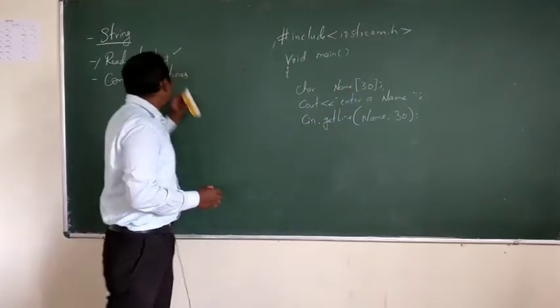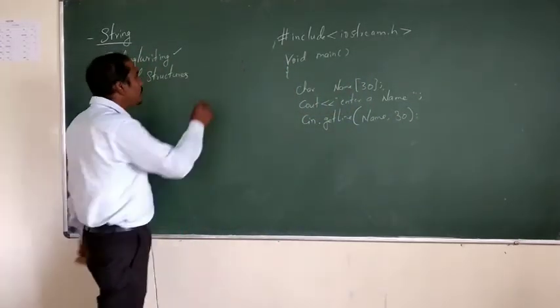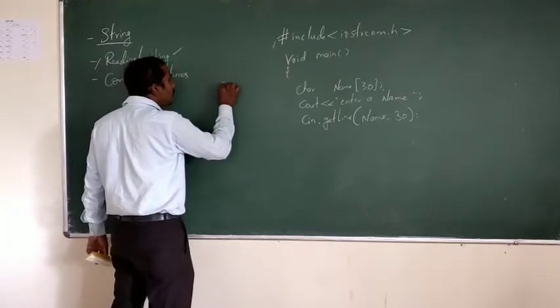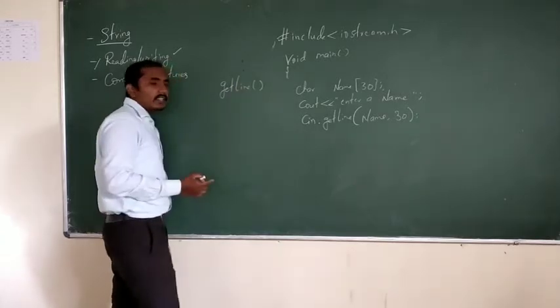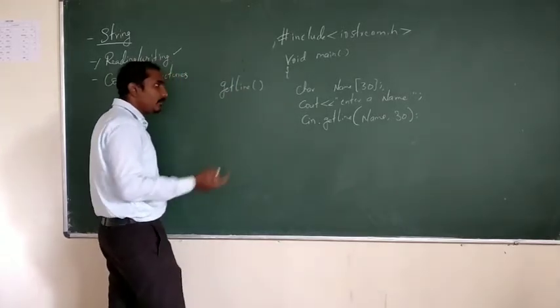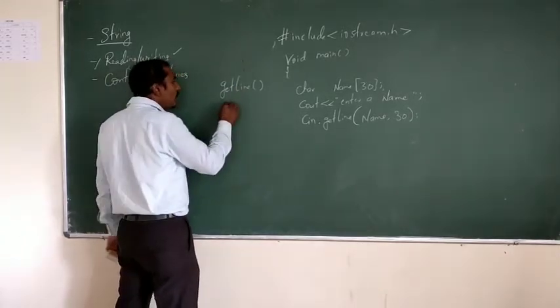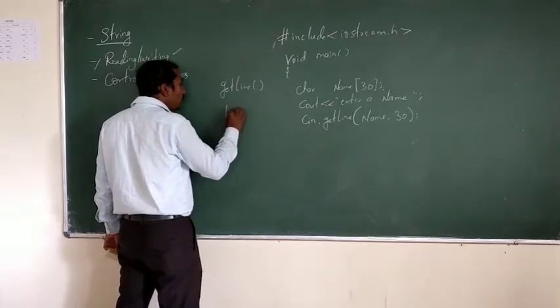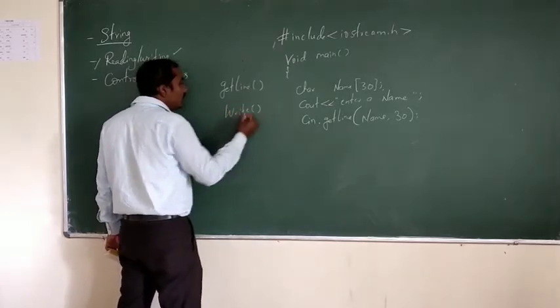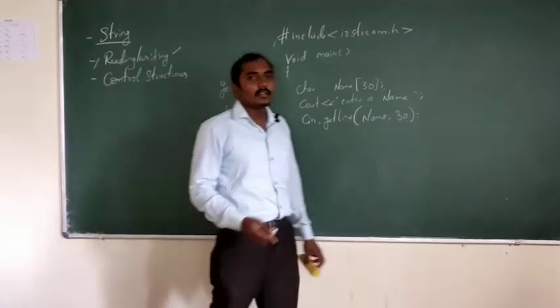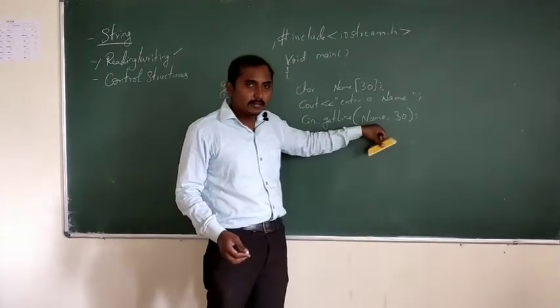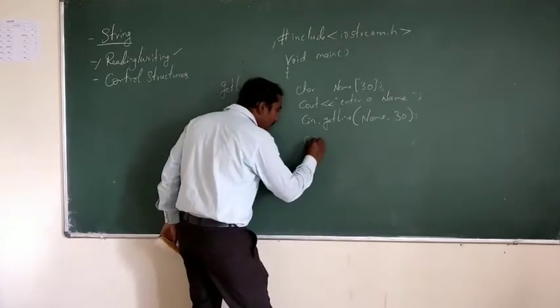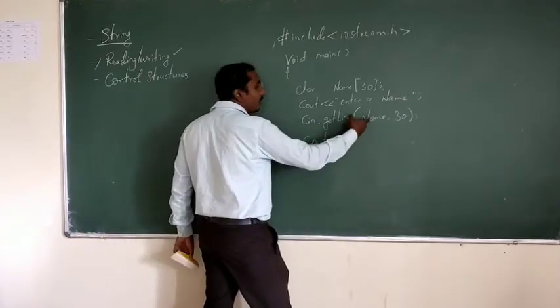So to read and write a string, we'll be using one function called getline, which is used for reading the input in the form of a string. Again, we'll be using one more function, write, to print that particular string. So we have taken the input, that is name.